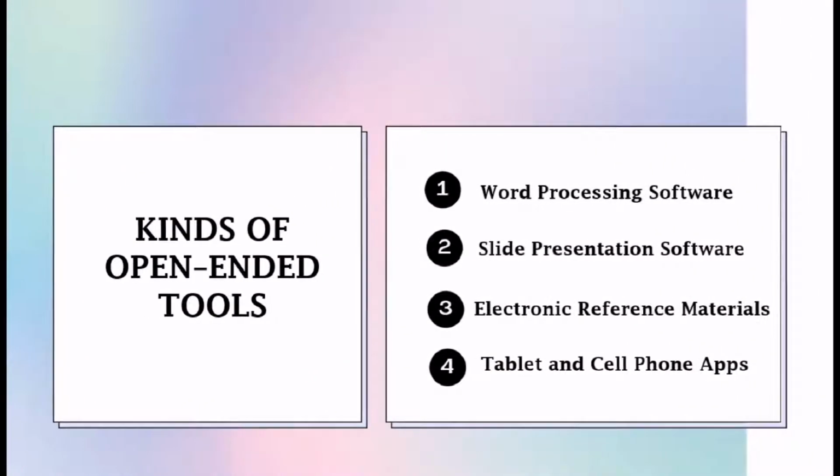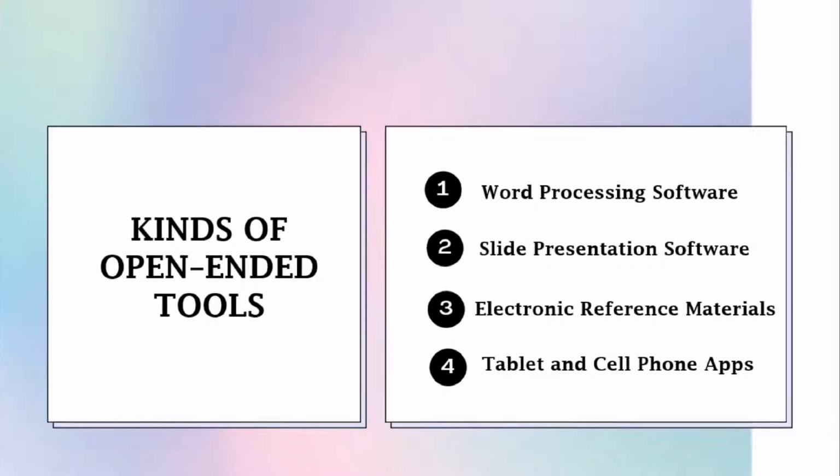So let's move on to our next topic, which is the kinds of open-ended tools. So, the word processing software, slide presentation software, electronic reference materials, and tablets and cell phone apps. First, let's discuss the word processing software.